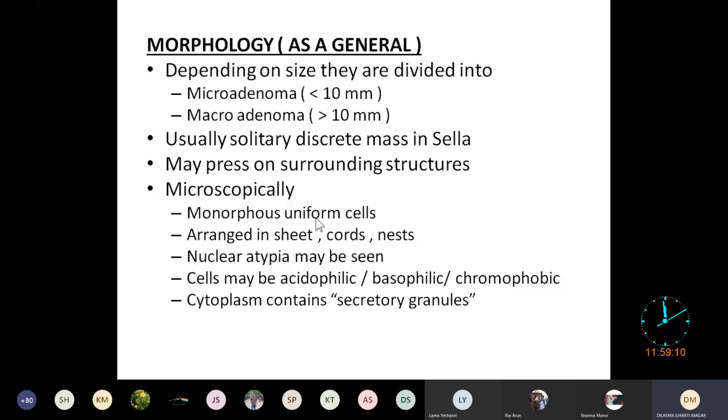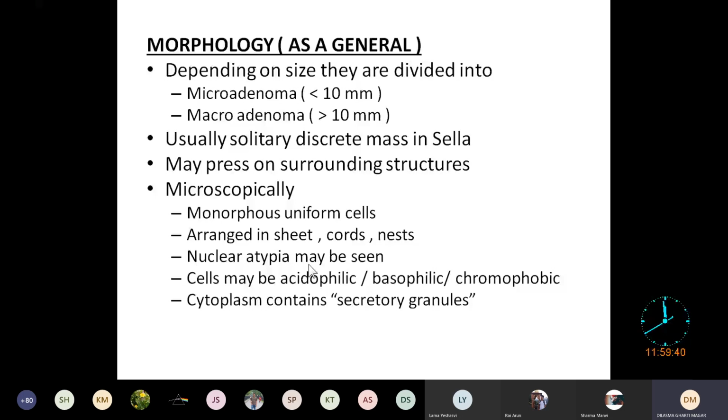Sheets means diffuse sheets, and cords means a ribbon-like structure. And nest means small, like a nest, you know the meaning of nest, isn't it? So it will show small round structures separated from each other, that is known as the nest. And a little bit of nuclear atypia may also be seen in these adenomas, but not marked atypia.